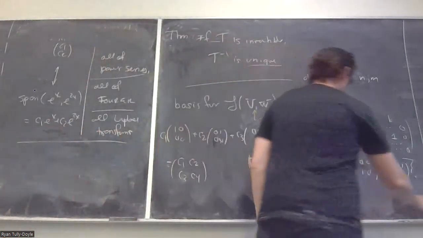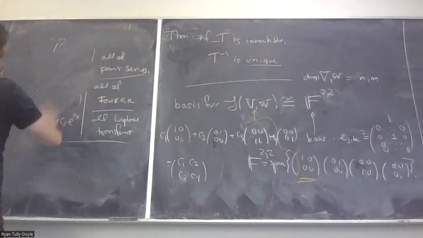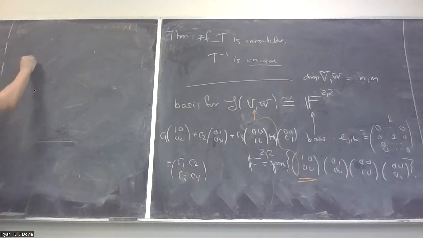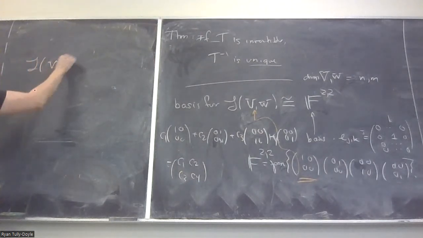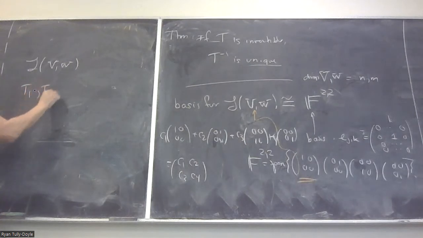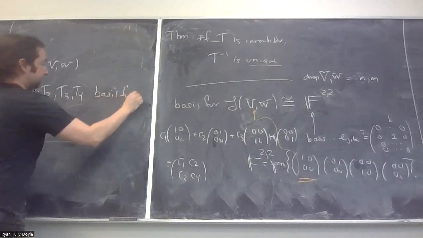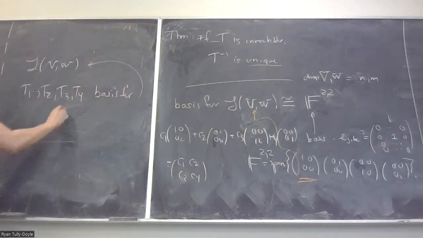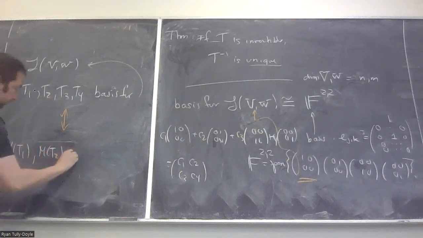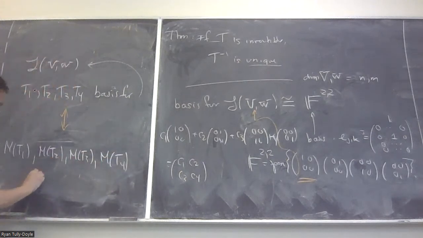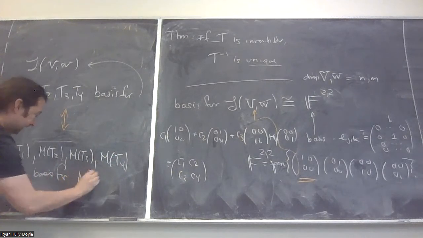So if that set of linear maps is a basis for this L, then it can span other linear maps. So basically what we're saying is if you have L of V, W, and I say that T1, T2, T3, and T4 is a basis for this space, then I do the isomorphism that turns this all into matrices. Then the matrix of T1, the matrix of T2, the matrix of T3, and the matrix of T4 will be a basis for, sorry, F^(2x2).